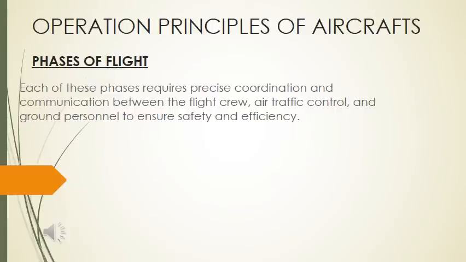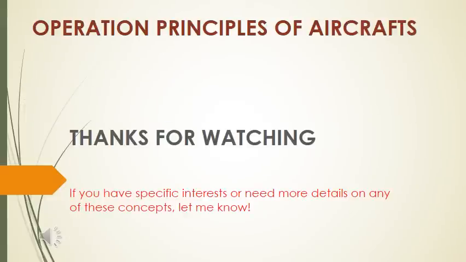Each of these phases requires precise coordination and communication between the flight crew, air traffic control, and ground personnel to ensure safety and efficiency. It's not only the crew, it's not only the pilots that have work to do. The flight crew, air traffic control, and ground personnel all have to work together to ensure safety and efficiency of each of these phases. So that will be the end of this video on operation principles of aircrafts.